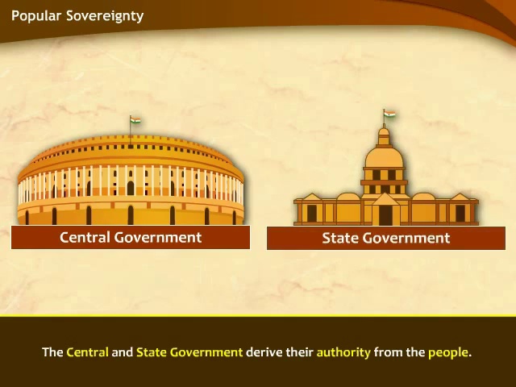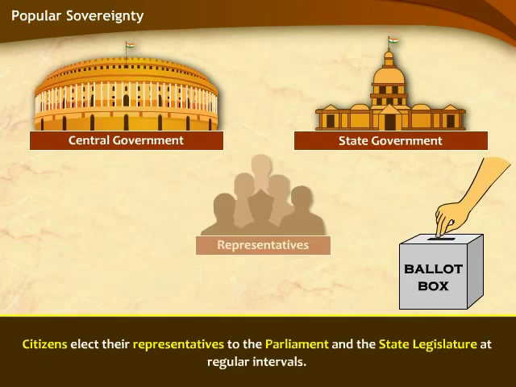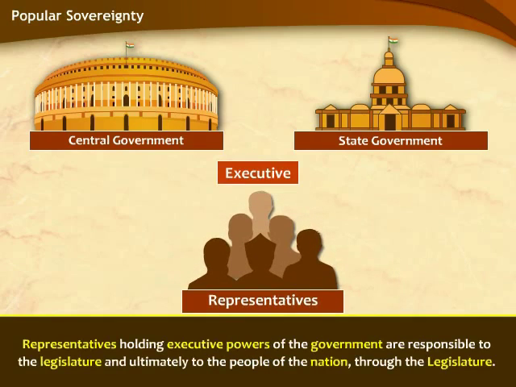The central and state governments derive their authority from the people. Citizens elect their representatives to the Parliament and the state legislature at regular intervals. Representatives holding executive powers of the government are responsible to the legislature and ultimately to the people of the nation through the legislature.